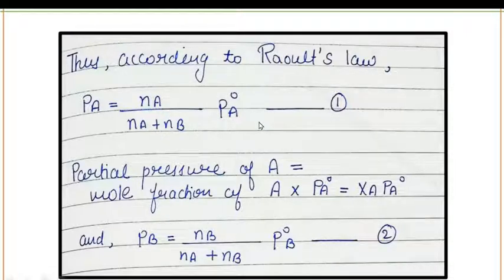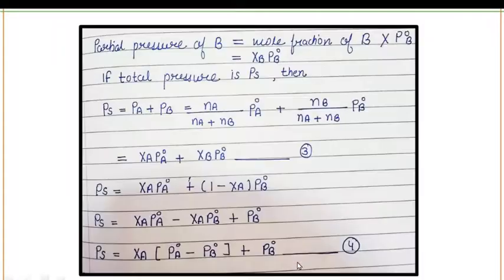P0A is the vapor pressure of the liquid A. The partial pressure of A will be equal to the mole fraction of A into the vapor pressure of A, and the mole fraction of A can also be written as XA into P0A. Similarly, for liquid B, we have the mole fraction of B into the vapor pressure of liquid B. If we consider the total pressure as PS, then the total pressure of the solution PS will be equal to XA P0A plus XB P0B.